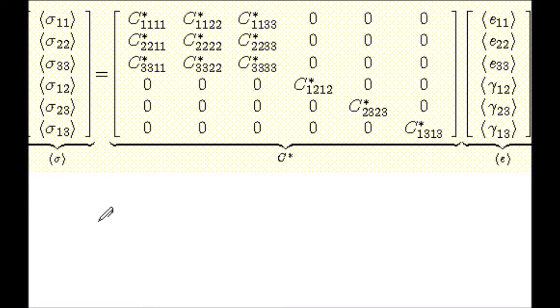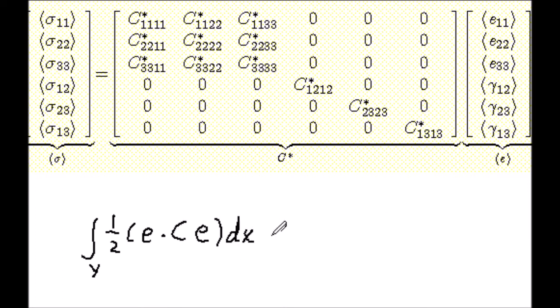Let us denote the representative volume element by capital Y. Then the energy stored in the composite material can be written as the following integral. And this energy should be equal to the energy stored in the corresponding homogeneous material with the same effective properties. So then these two energies are equal, and we have the following equation.